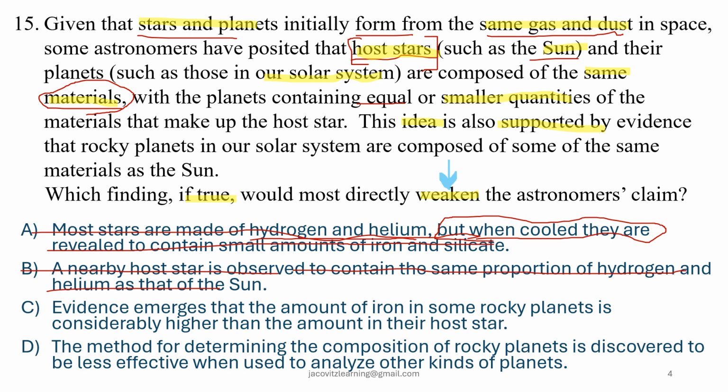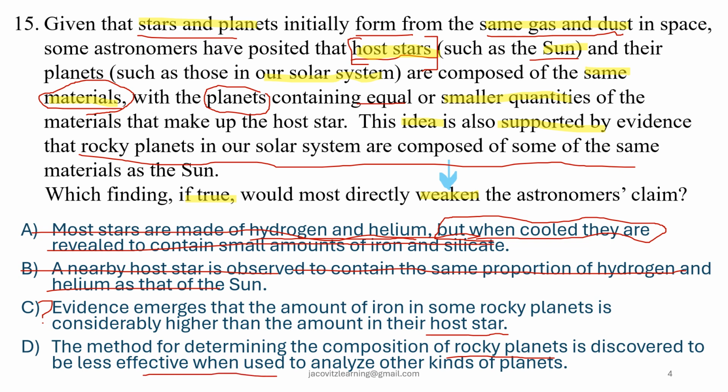Evidence emerges that the amount of iron in some rocky planets is considerably higher than the amount in the host star. So they said equal or smaller. This is a maybe. And the method for determining the composition of rocky planets is discovered to be less effective when used to analyze other kinds of planets. Okay, so the method used for determining the composition of rocky planets in our solar system. Rocky planets in our solar system are composed of the same materials. So now you could weaken it if you said the method is less effective when used to analyze other kinds of planets. This would kind of go along with it. Choice D is less effective when used to analyze other kinds of planets.